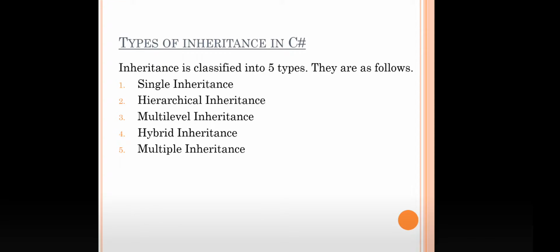Okay. Then types of inheritance. There are five types, but some of them are not implemented directly, though we can implement them by using interfaces. Inheritance is classified into five types, and they are single, hierarchical, multi-level, hybrid, and multiple.